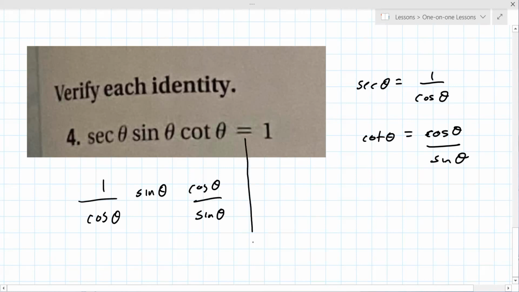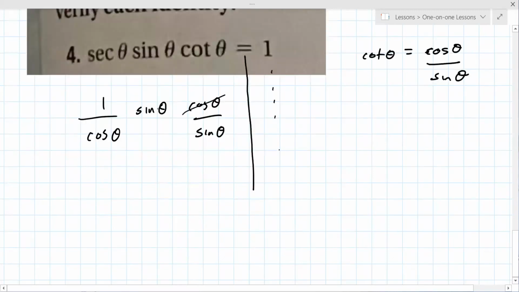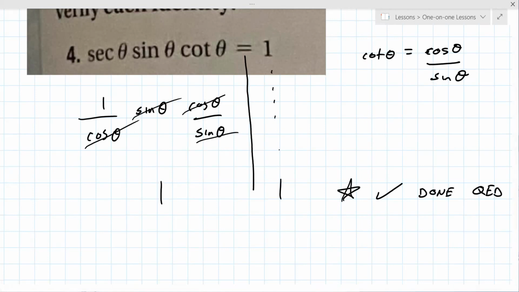Now you draw a line here. It's not like an algebra equation where you can move things around. It's an impenetrable brick wall. You're just hoping to get 1 when you're done on the left. So on the left here, cosine cancels the cosine, sine cancels the sine. So you have 1, and you say something like done, or some instructors like QED. It doesn't really matter. Check mark, star, whatever. You just want to indicate that these are the same when you're done. That's the amount of work that's expected for a problem like this.